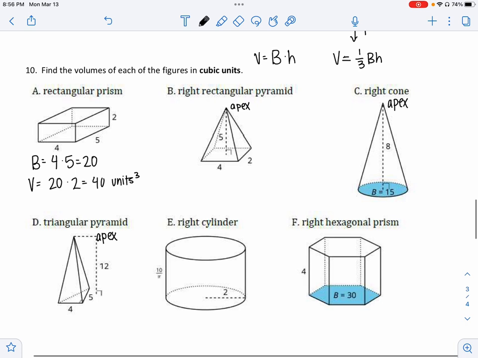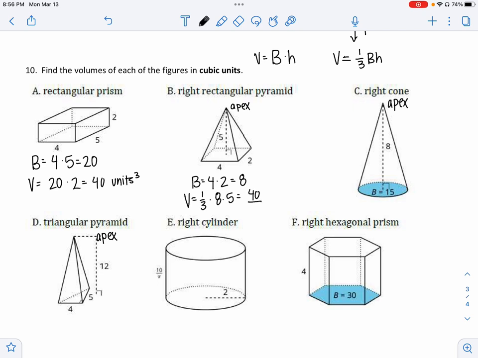The next one, a right rectangular pyramid. So the base is going to be 4 times 8, but the volume, since it goes to that apex, will be 1/3. Hold on. I made a mess up. 4 times 2, which equals 8. So the volume will be 1/3 times 8 times 5, which equals 40 divided by 3. I'm just going to keep it as 40/3, because it doesn't divide nicely. It is about 13.3, repeating.